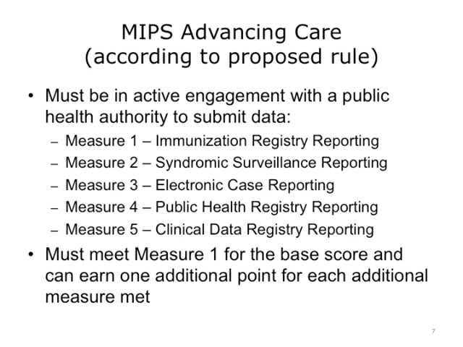According to the proposed rule for MIPS Advancing Care, the eligible clinician must be in active engagement with a public health authority to submit data for the following: Measure 1, Immunization Registry Reporting; Measure 2, Syndromic Surveillance Reporting; Measure 3, Electronic Case Reporting; Measure 4, Public Health Registry Reporting; and Measure 5, Clinical Data Registry Reporting. They must meet Measure 1 for the base score and then can earn 1 additional point for each additional measure met.